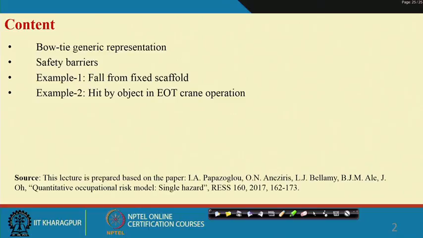After that, two different examples: one is fall from fixed scaffold, another one is hit by object in EOT crane operation. Particularly the safety barrier and the fall from fixed scaffold, these two things I have taken from a paper written by Papazoglou, Aneziris, Bellamy, Ale and Oh. The title of the paper is Quantitative Occupational Risk Model: Single Hazard, published in Reliability Engineering and System Safety, and example 2 I have created for you.